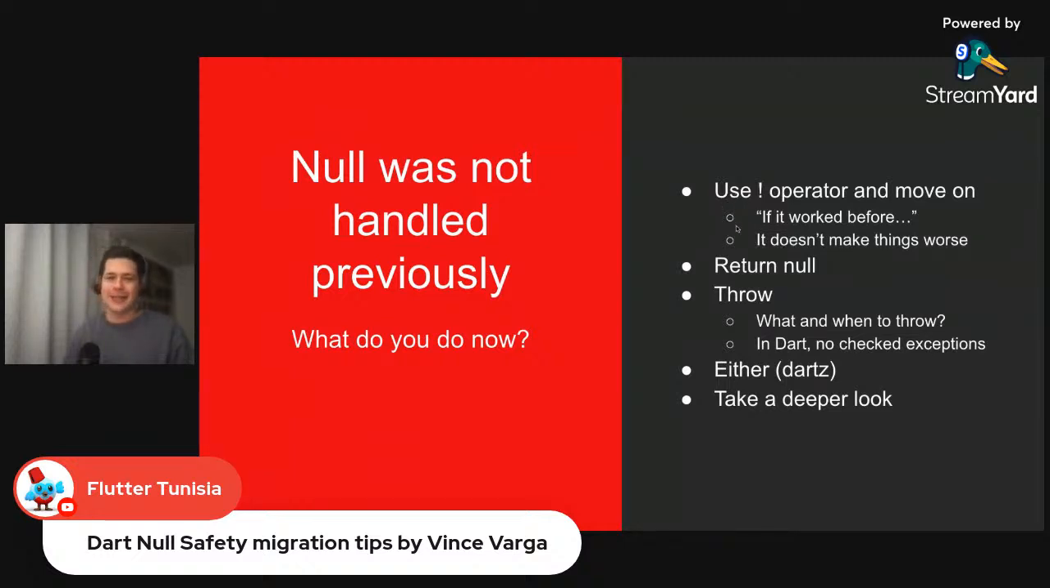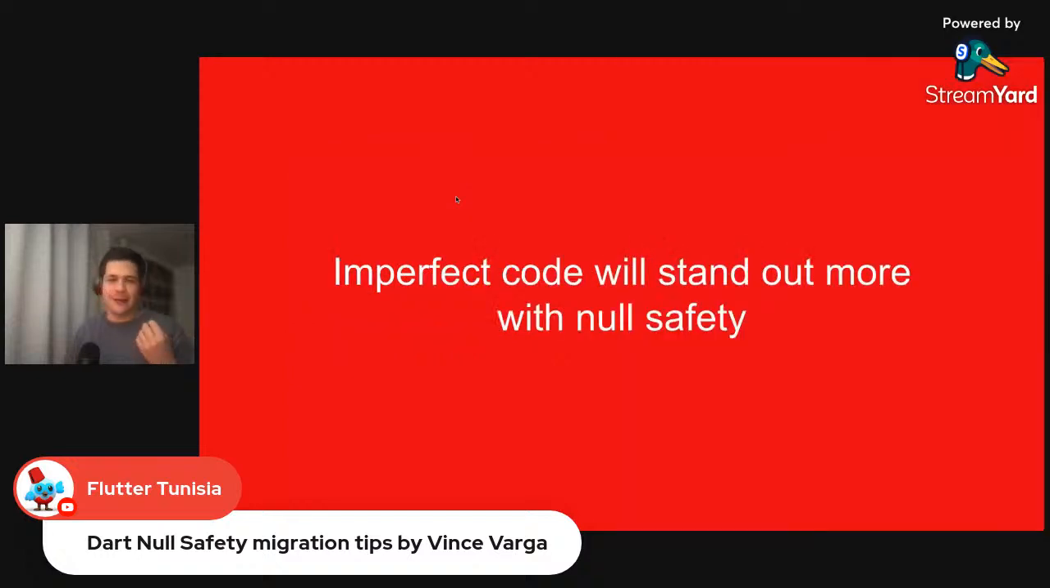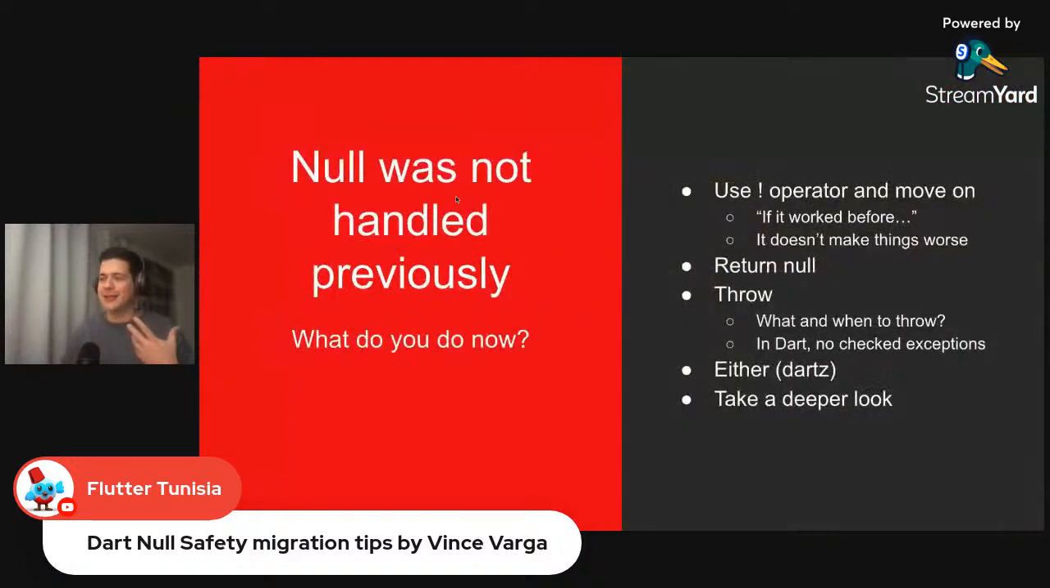But obviously, as I mentioned, I'm not a big fan of the null assertion operator, as it silences real legitimate errors, or basically design issues with your code. As I mentioned, the imperfect code will stand out more, and then you need to think, okay, how do you fix it? Do you return null if the null was not handled previously? Should you throw? If you throw, then you need to decide what and when you throw.